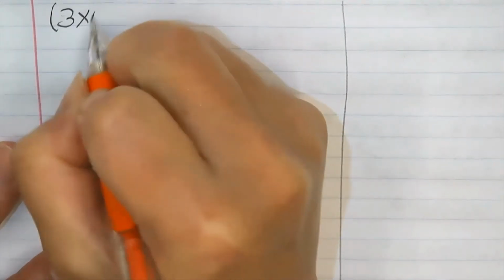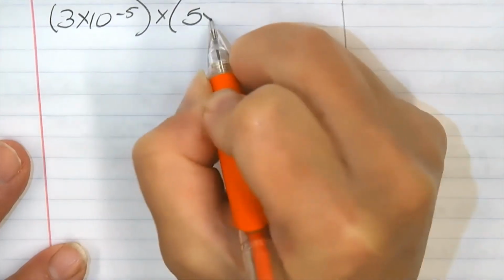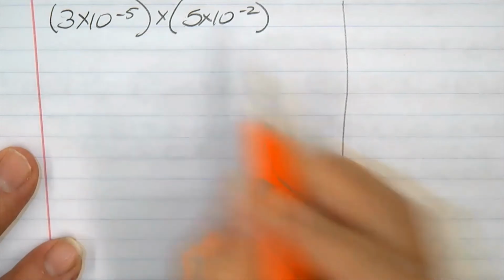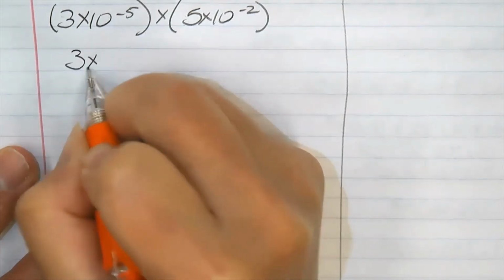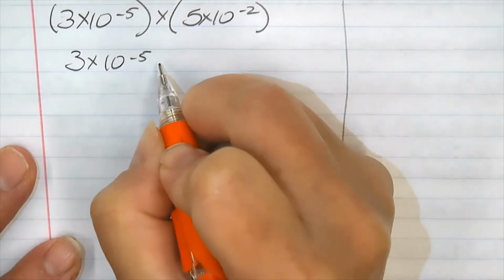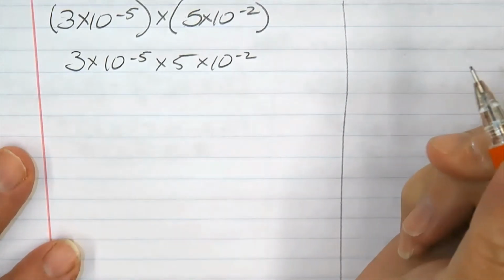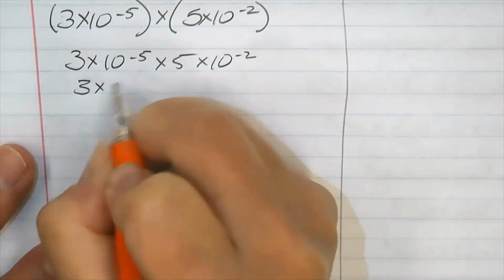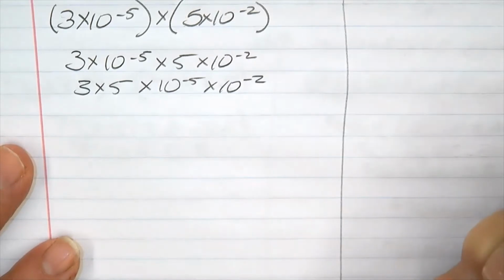So here's our first problem. 3 times 10 to the negative 5 times 5 times 10 to the negative 2. So because this is all multiplication, we can get rid of those parentheses. 3 times 10 to the negative 5 times 5 times 10 to the negative 2. And because of the commutative property, we can rearrange all of these. 3 times 5 times 10 to the negative 5 times 10 to the negative 2.